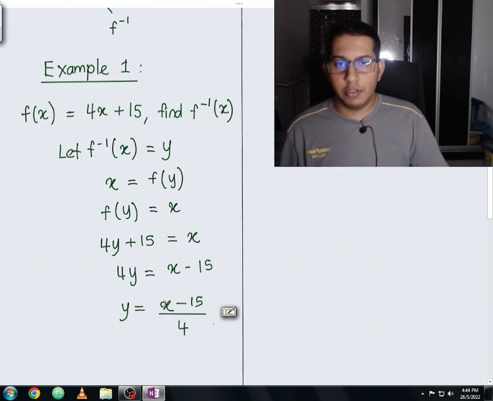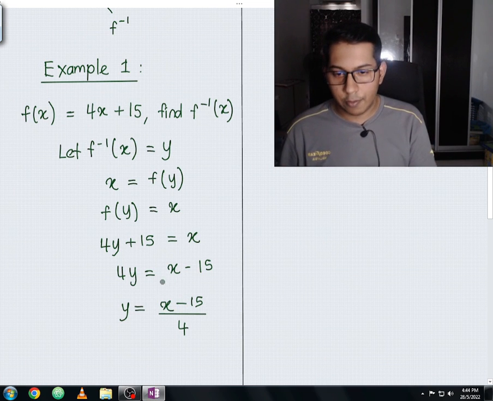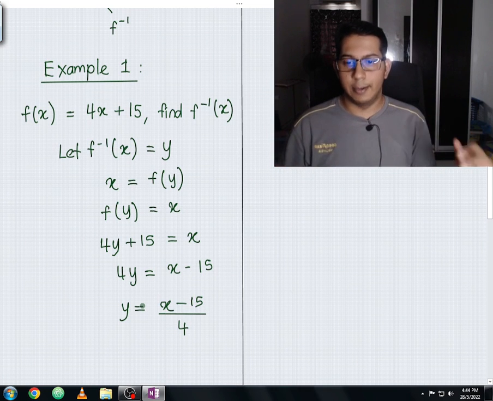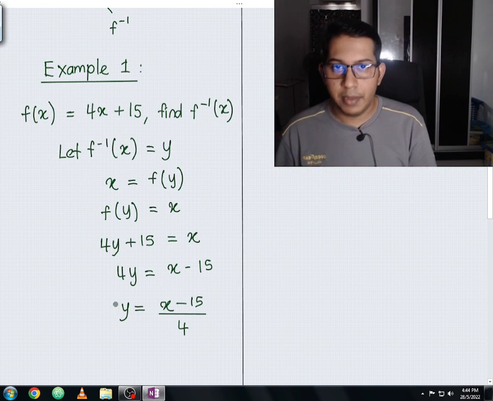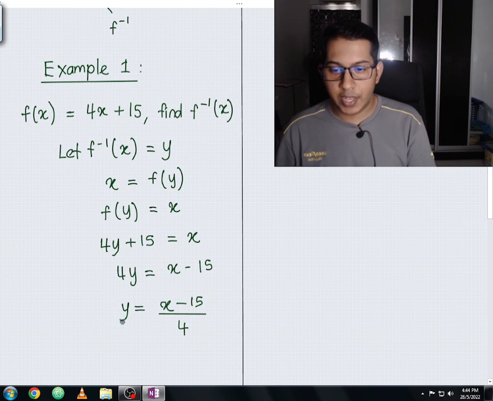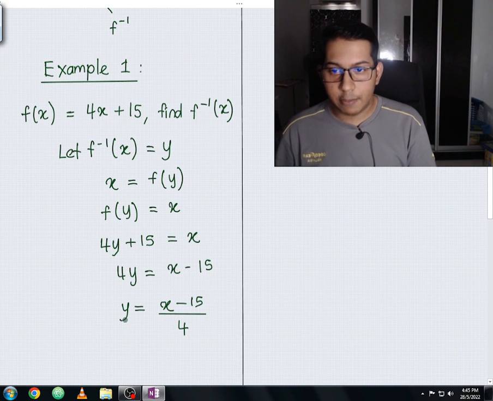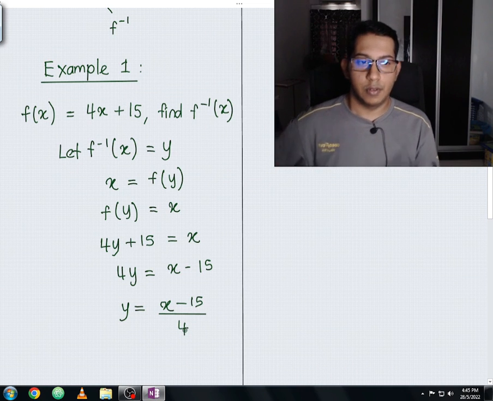Okay, if you wish to divide both sides by 4 also can, guys. There's nothing wrong. If you want, you can straight away divide on one side also. Unless the arithmetic is correctly done. Remember in the earlier working we mentioned that f inverse x is equals to y. So from here we get y is equals to x minus 15 over 4. So from here our final answer will be f inverse x is also equals to x minus 15 over 4.